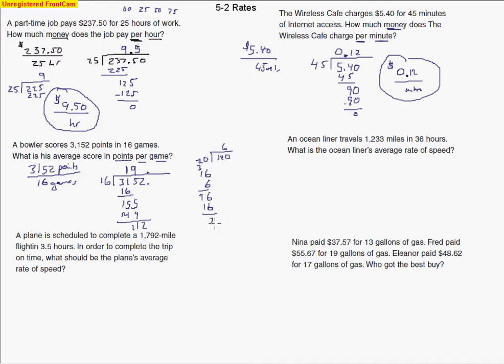So I do that, I get 12, carry a 1, that makes 11. Oh, the same exact number, 112. When I do, I got now a remainder of 0. When I plug that in, that gave me the exact number. So now I know I'm done with the answer. So 197 points per game.